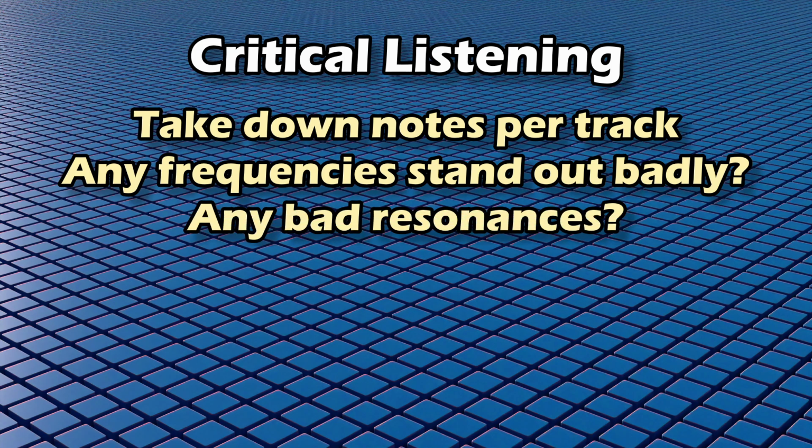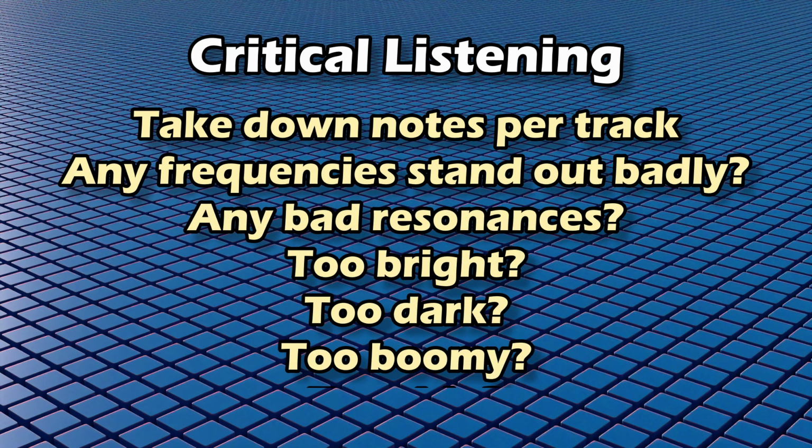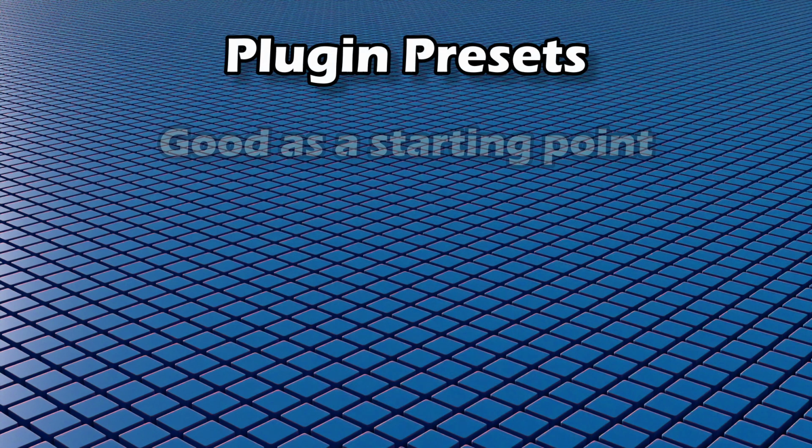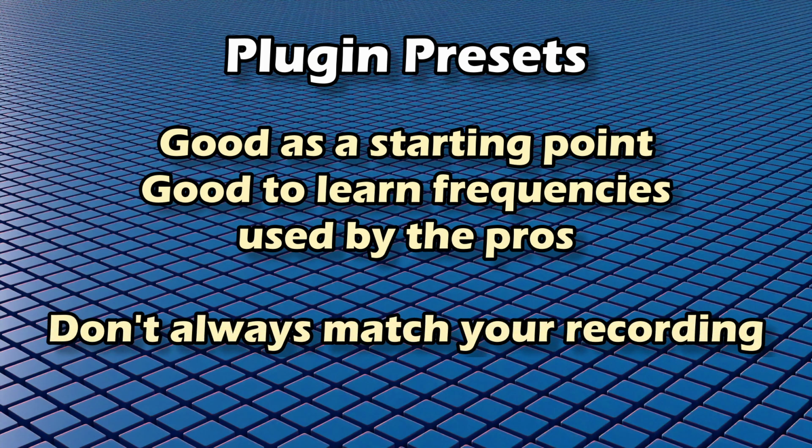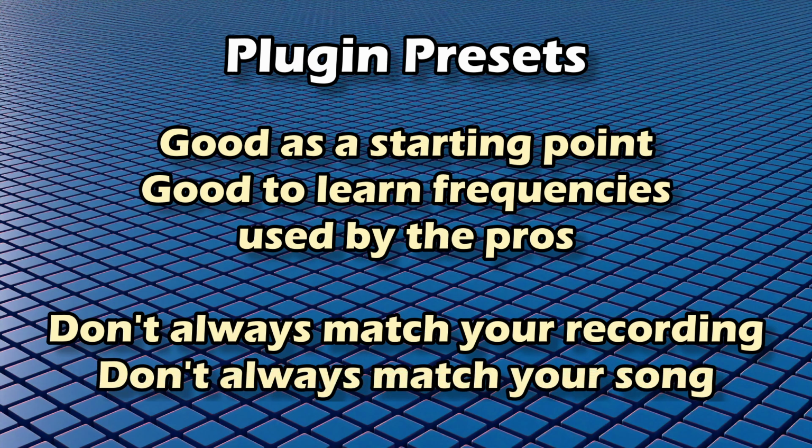How do I know what to adjust? First, do some critical listening. Make notes if you like. Try listening for frequencies that stand out in a bad way. Decide whether tracks are too bright, too dark, too booming, or too thin. Presets might be a good starting point and may help you learn some favorite frequencies the pros like to tweak. That doesn't mean it will work for you since the pros didn't have your exact gear and room when they recorded. Remember, every track is different.